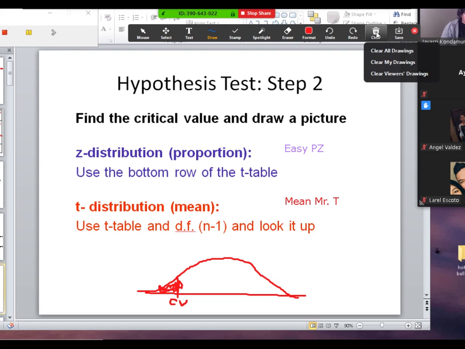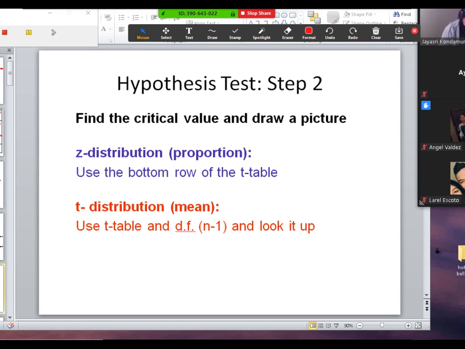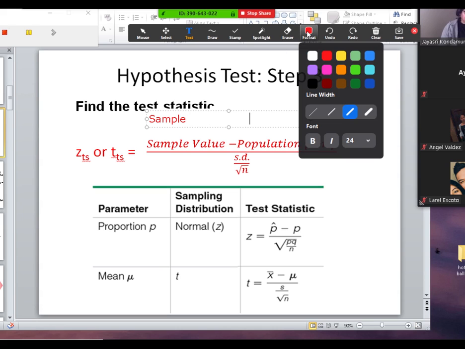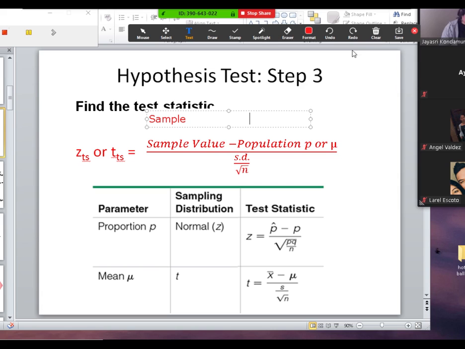All right. Then we're going to take a look at step 3. Finding the test stat. So, again, it's whatever you get from your sample. Right, so sample. And then this one over here, this is what you would get from your claim.